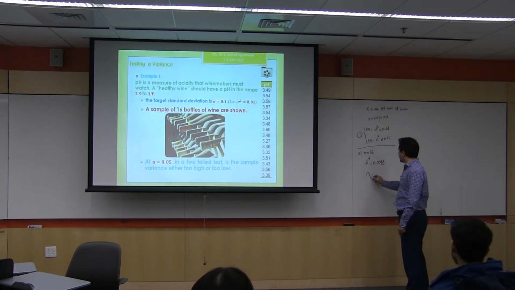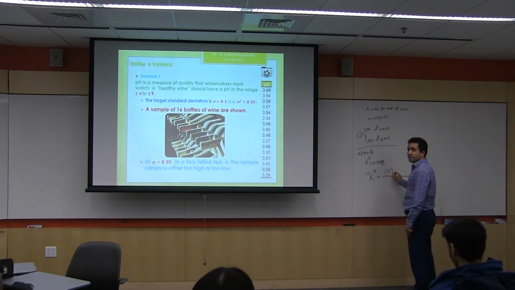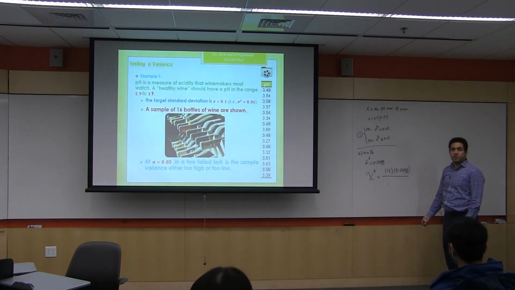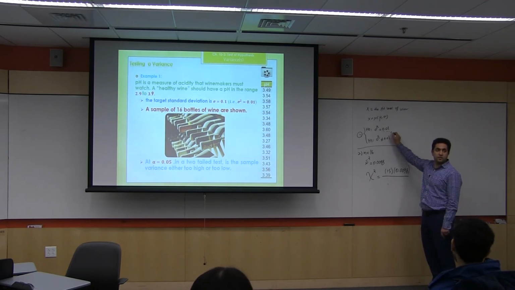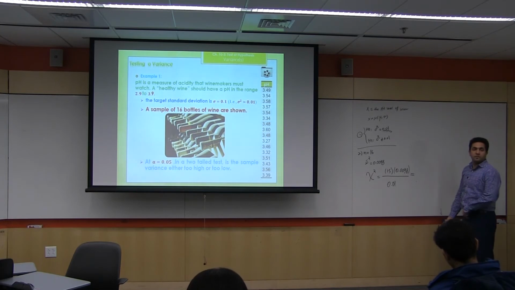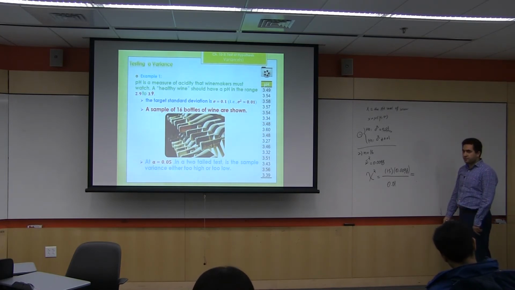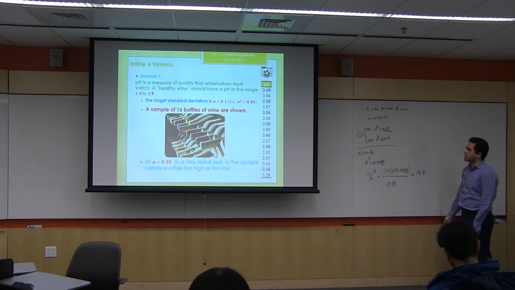Now I'm going to form my chi-squared calc, which is what? N minus 1, 15, times S squared, which is 0.0098 over sigma squared, what I'm testing. What's the sigma squared I'm testing? It is 0.01. Is that right? So the chi-squared value is 14.7. Okay. That was step 2.